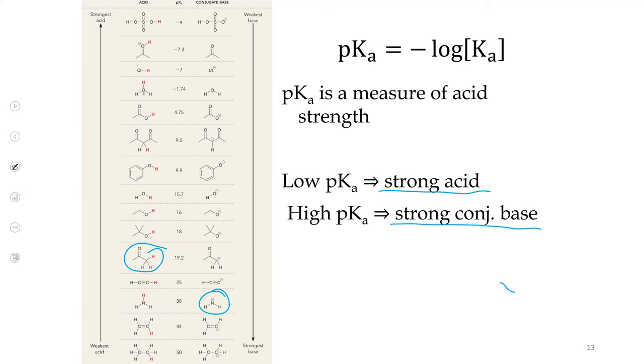So for instance, if we go back to that OH attached to a benzene ring, that's a molecule called phenol.